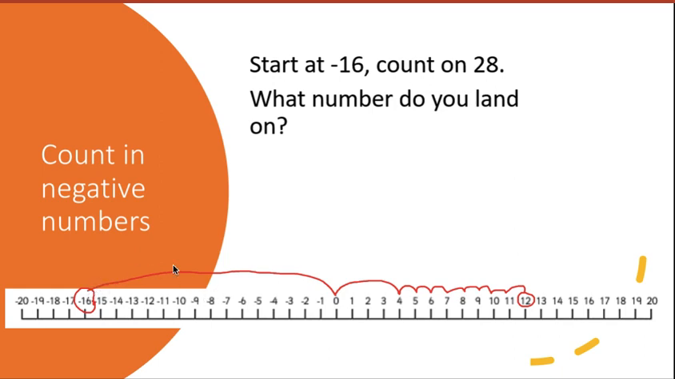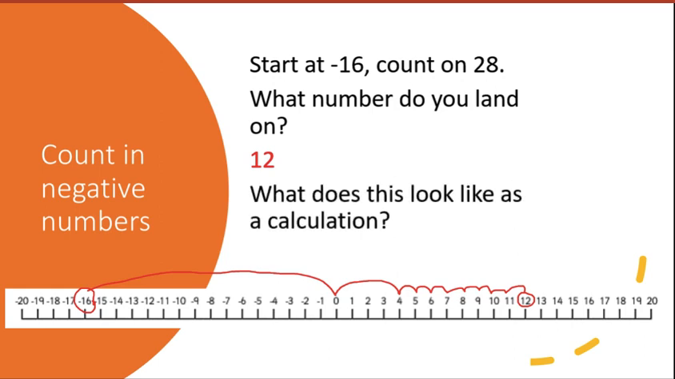Or you might have decided to jump 16 and then worked out you need to jump another 12 to make it to 28. Doesn't matter how you jumped there, as long as you were jumping forwards and you've jumped on 28 times. The number we've landed on is the number 12. So what does that look like as a calculation? Take a moment to write it down, starting at minus 16, counting on 28 to get to 12. Let's look together. Minus 16 plus 28 equals 12.